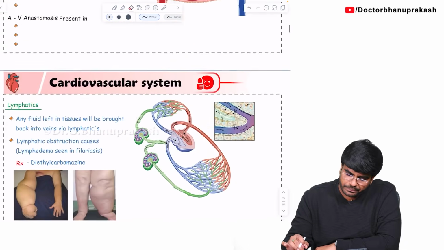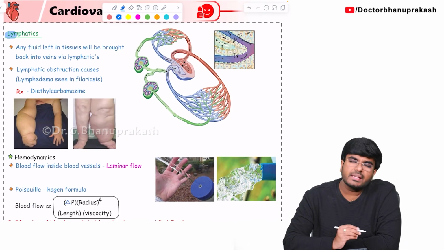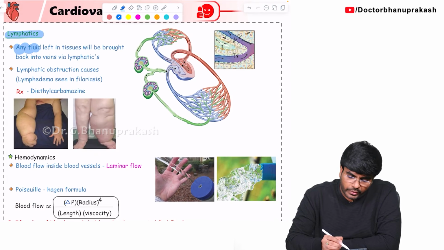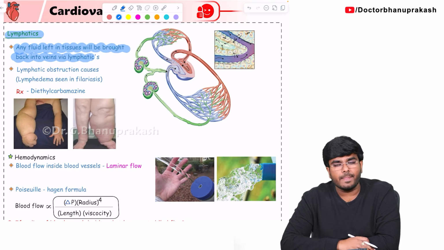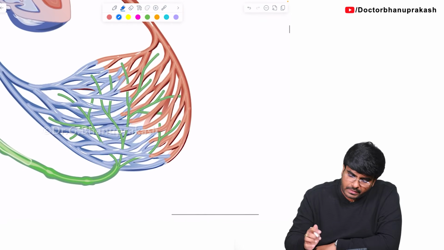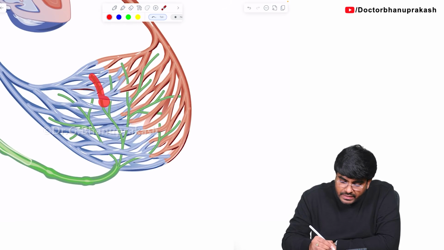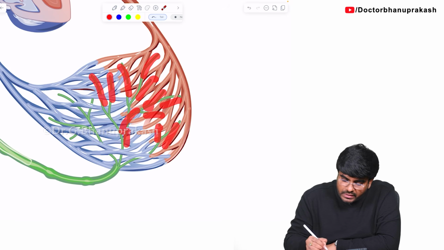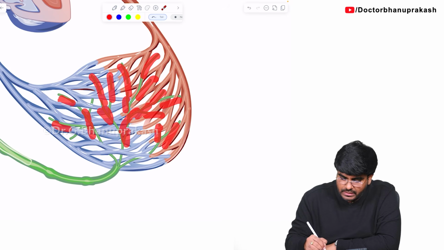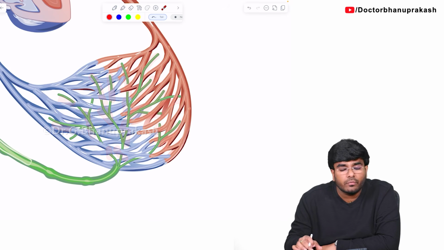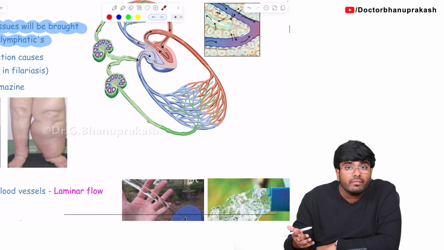So that is what I am showing here. Students, here you get lymphatics. What will lymphatics do? Any fluid left in the tissues will be brought back into the veins via lymphatics. Look here, this is the level of the capillaries. In the capillaries, there are some specialized green-colored vessels also present. What are these, sir? These are your lymphatics. They will remove the leftover fluid, and this leftover fluid is now called lymph.